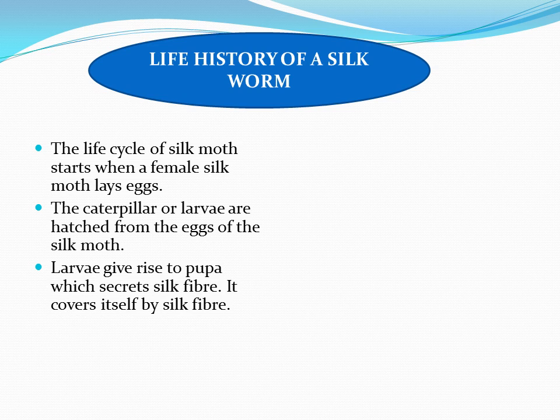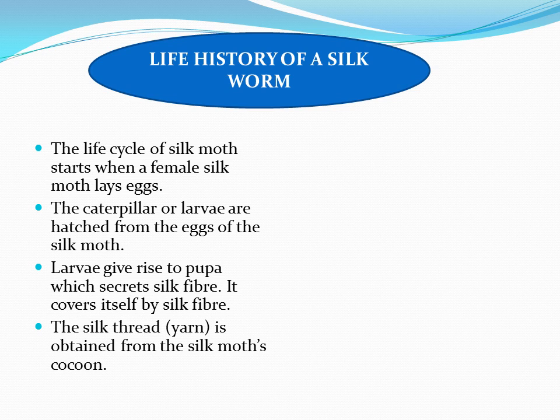The larva then gives rise to the pupa, which secretes the silk fibers. It covers itself with the silk fibers to form the cocoon. The silk thread or yarn is obtained from the silk moth's cocoon.